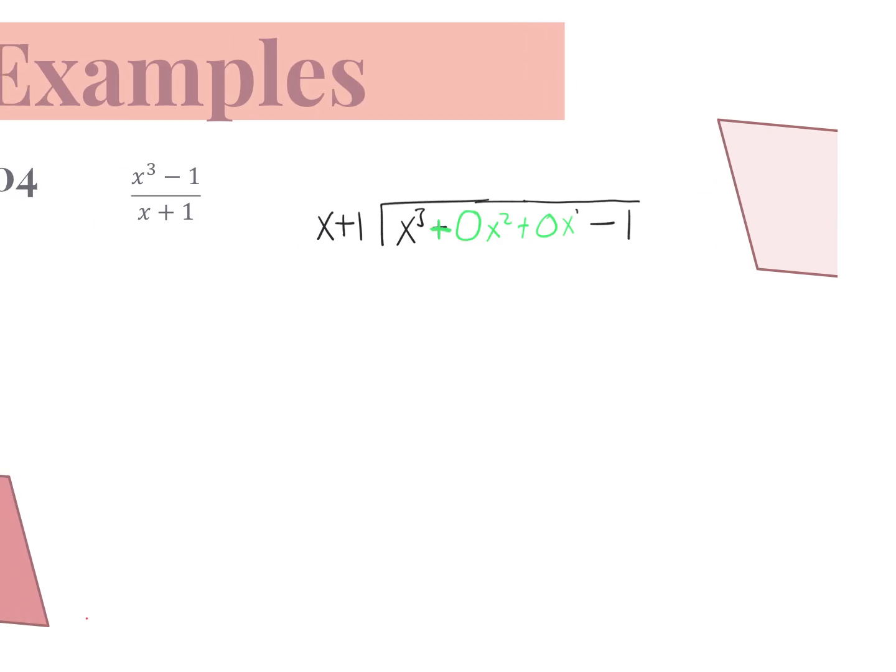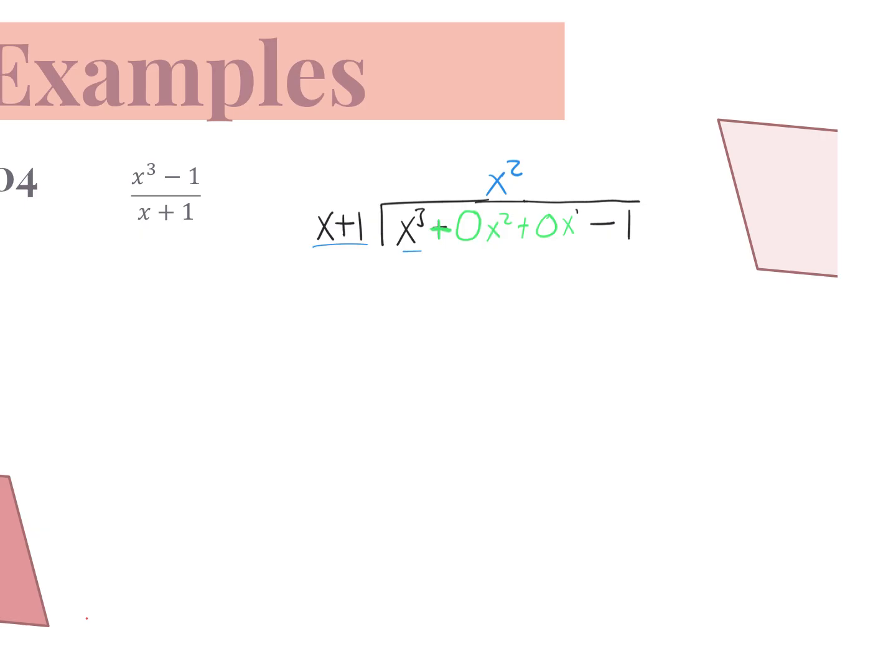I'm going to ask, what do I need to multiply x plus 1 by to get an x to the third? And it's an x squared. Right? So hopefully you can see now I want to be able to line these up just so that it looks a little bit more organized, because then you might confuse yourself. You're not going to have room to write the rest of the stuff.